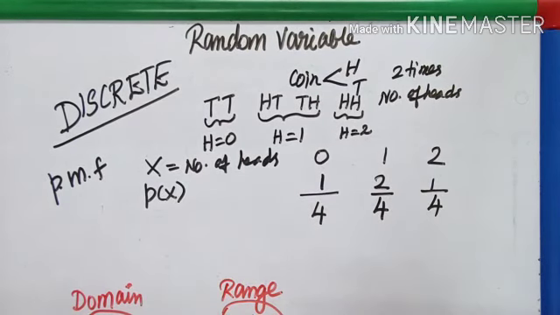Number of students, number of productions, number of cases, number of calls. These things cannot have 0.1, 0.3, 1.7. So such decimals are not allowed. These cases we put under the head discrete.